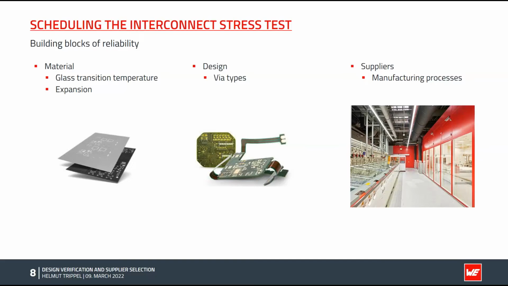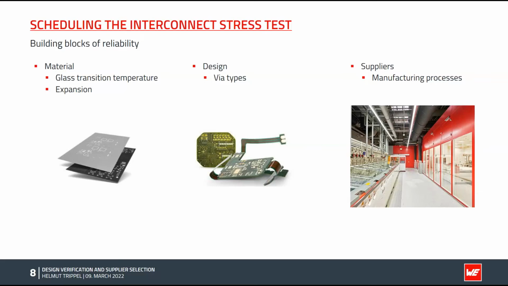Secondly, we have design choices of interconnect types, and in this case it's not just whether I use plated through holes and micro vias, but also how I combine certain via types. Are they stacked? Are they staggered? And what design choices did I make?